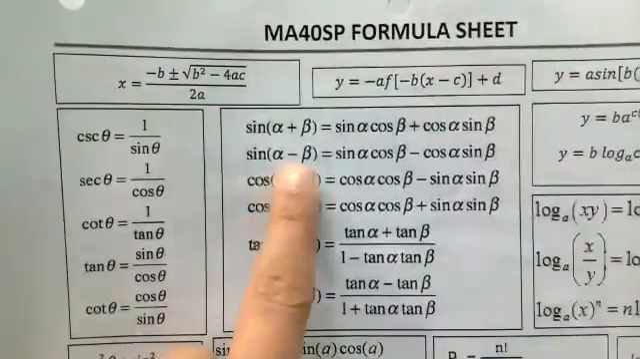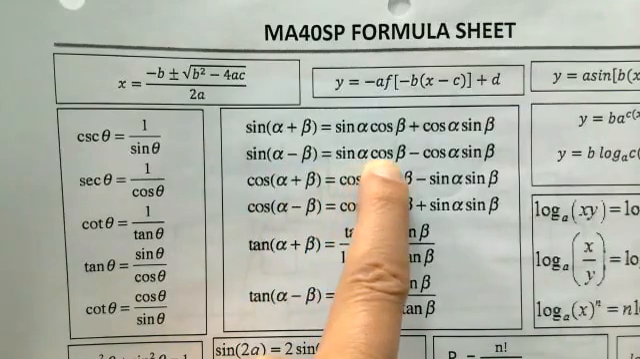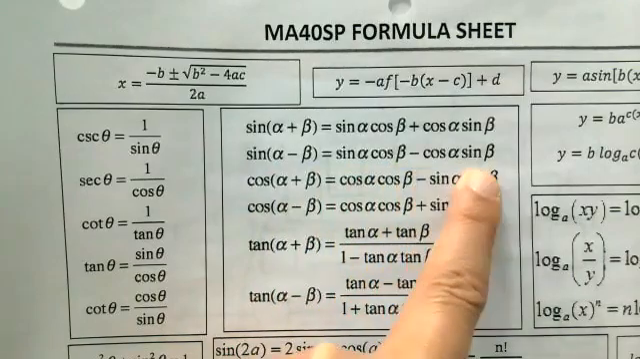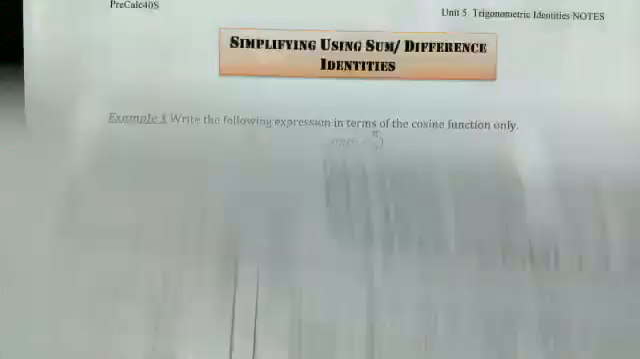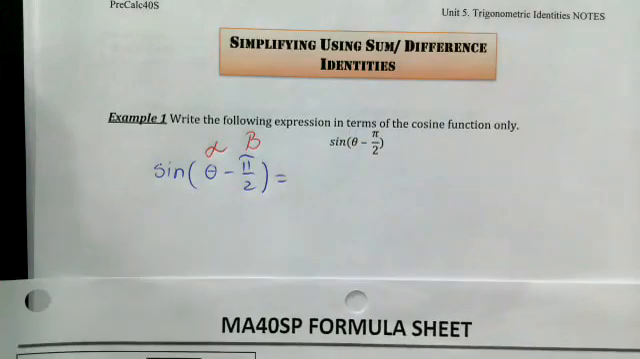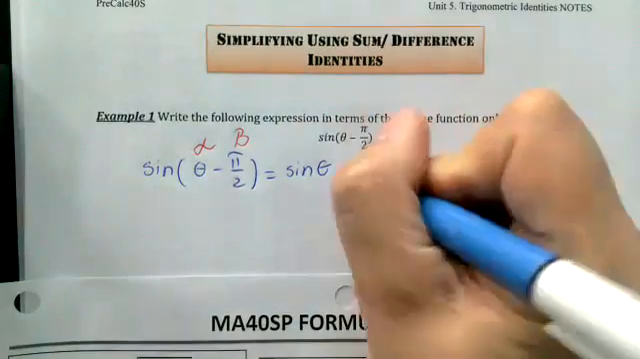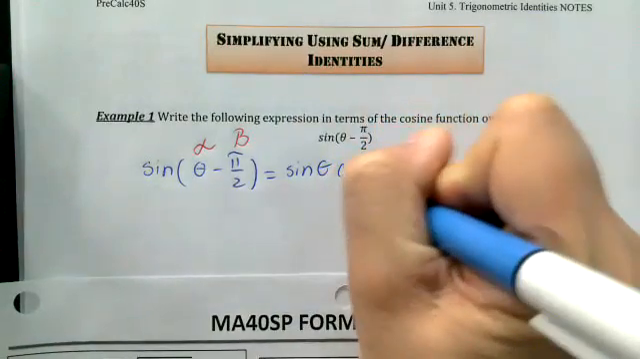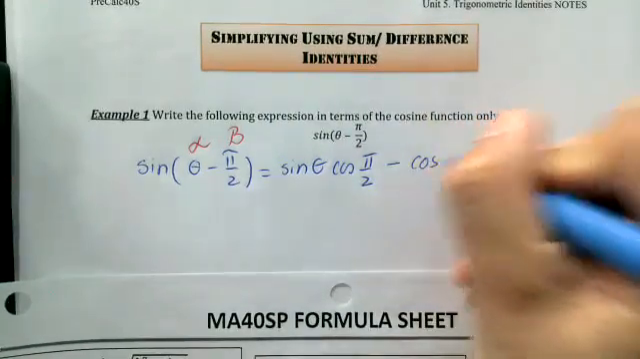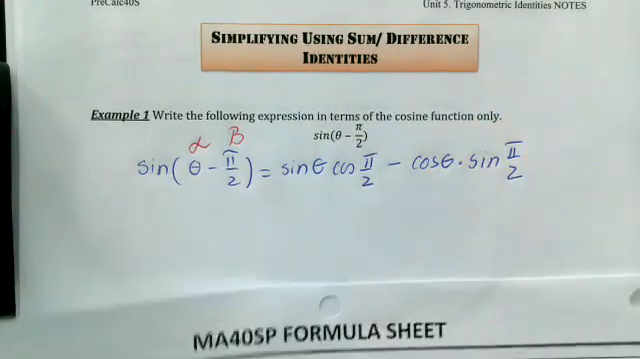Sine of alpha minus beta means sine of the first angle, so sine of alpha times cosine of the second angle, cosine of beta, minus cos of alpha times sine of beta. Okay, so we have to do sine of theta times cosine of pi over 2 minus cosine of theta times sine of pi over 2.